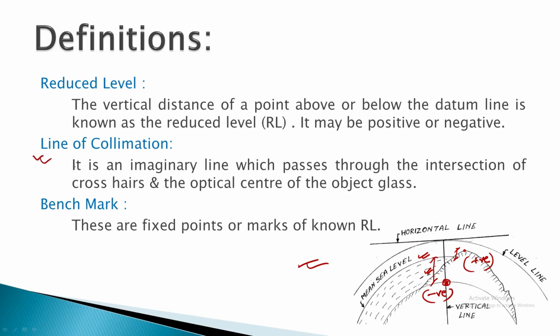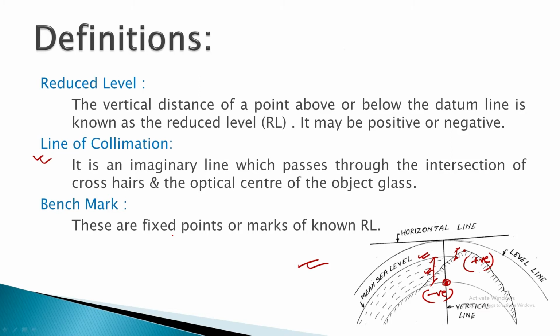Line of collimation. So what is the line of collimation? It is the imaginary line which passes through the intersection of the crosshairs and the optical center of the object glass. Before coming to this, I need to show you the instrument which is used for leveling. There are various instruments, like the auto level and dumpy level. We consider the auto level because currently we are using the auto level for the purpose of leveling. Also there are some advanced instruments like the total station, but mainly to determine the leveling we use the auto level.